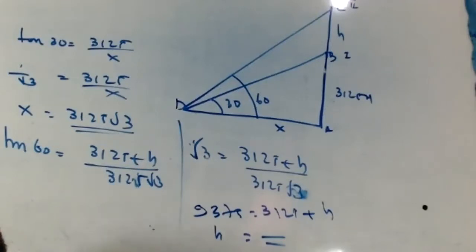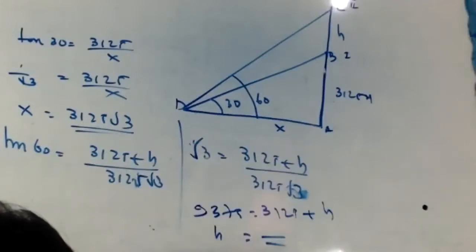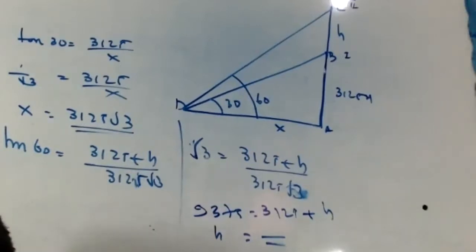Find the height of the poles and the distance of the point from the poles. Okay, it's clear now. Can you try?